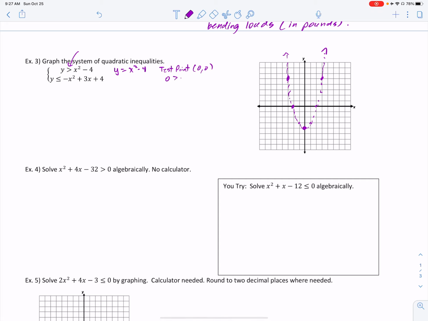So if I put 0 in, I have 0 greater than -4. That is true. And so 0, 0 is right here. That makes it true. So now your end answer has to be the overlapping shaded regions.